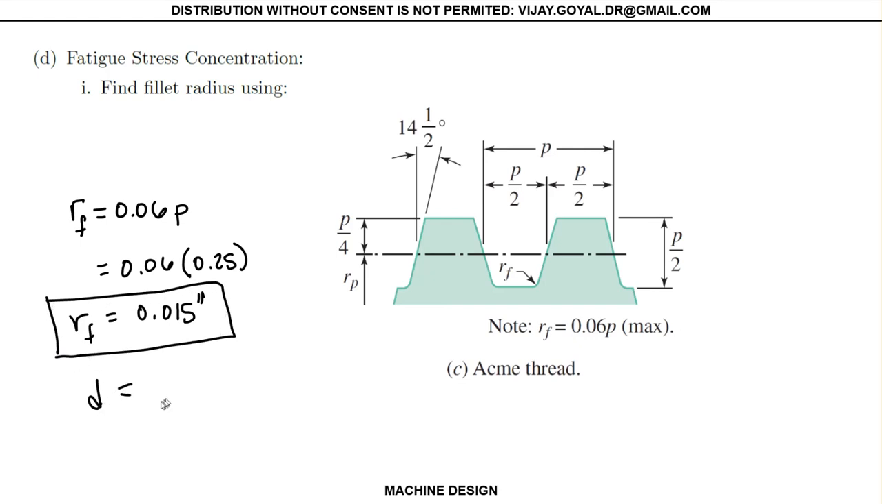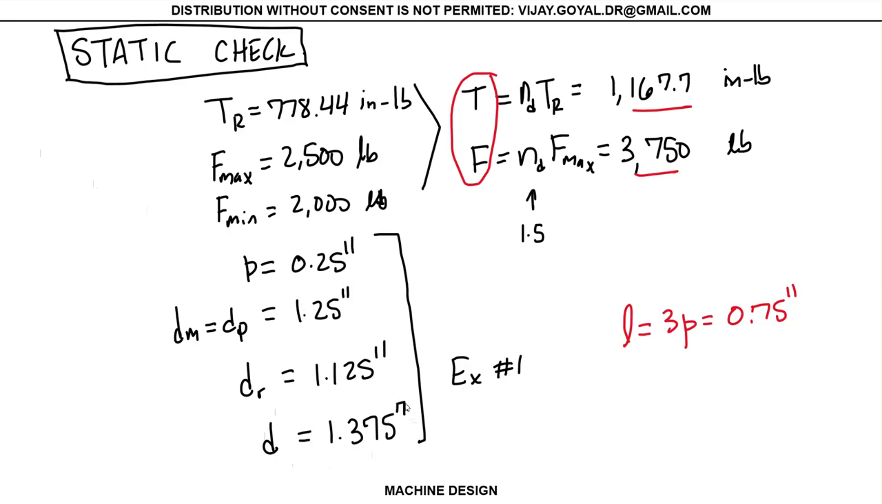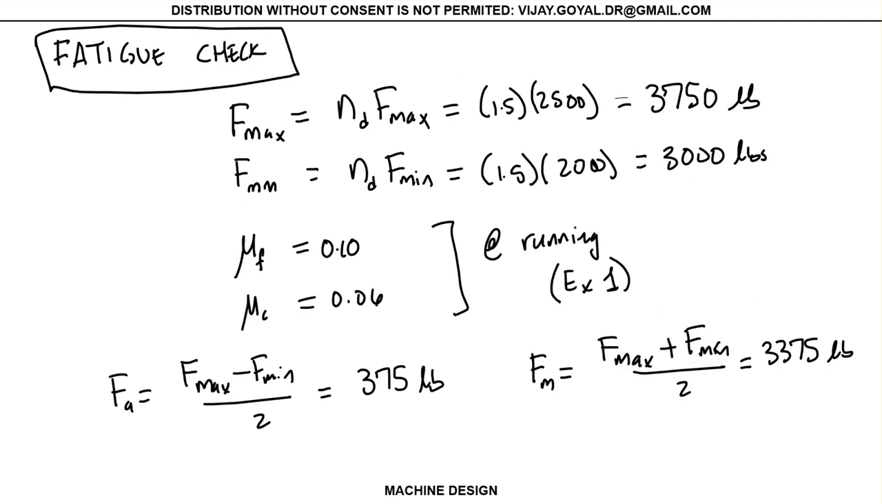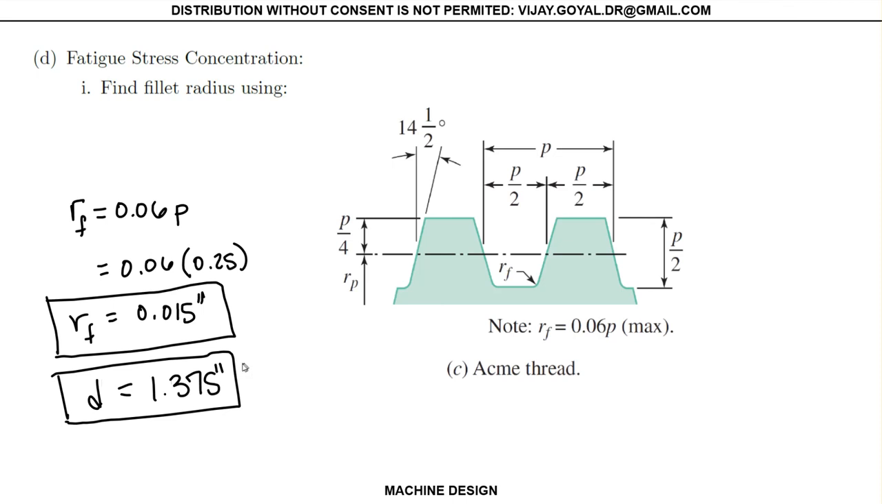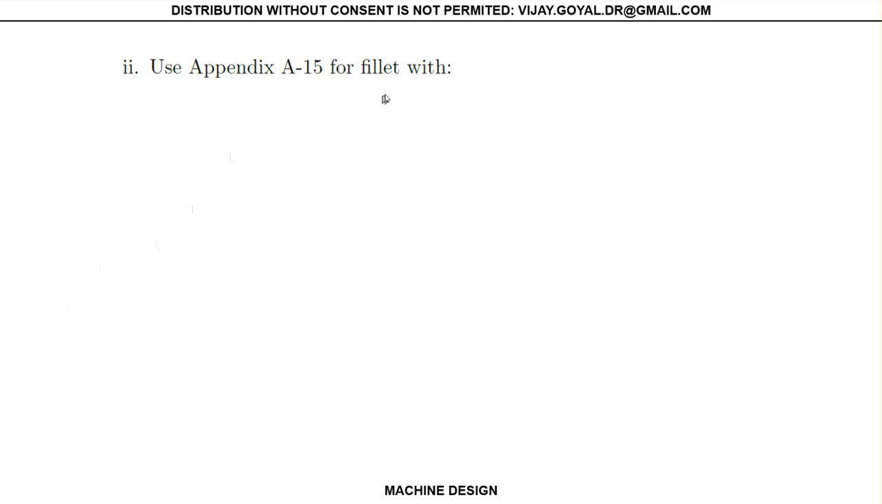Your diameter is 1.375, and that's actually given in the previous slide. Given in your previous example. That's where this comes from. Okay, so now that we have these values, the next thing I'm going to do is use the fillet. I'm going to go to Appendix A and for the fillet, but before I do that, I need to use these values. I need to find big D over small d.